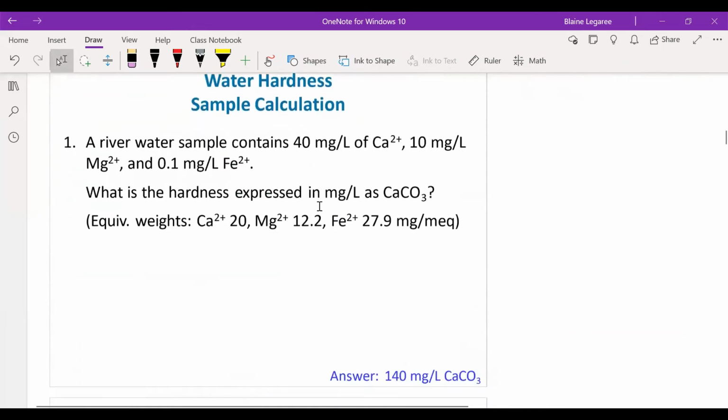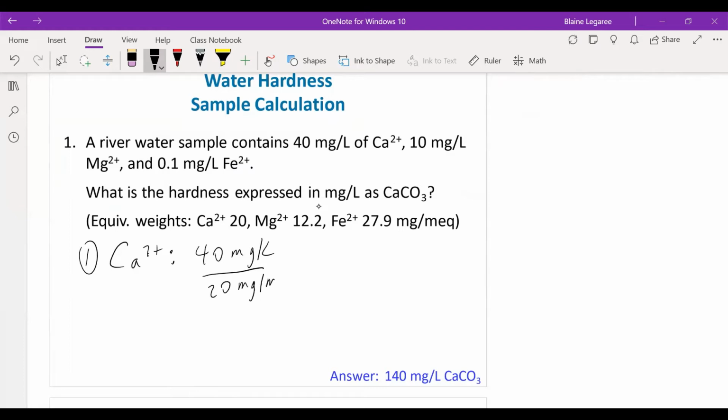So here's another sample calculation. Remember, step one is basically converting everything to milliequivalents, so we'll do that all over again. We've got calcium. You take the amount of calcium in milligrams per liter, divided by the equivalent weight, so 20 milligrams per milliequivalent. That one I can do in my head, which is 2.0 milliequivalents per liter.